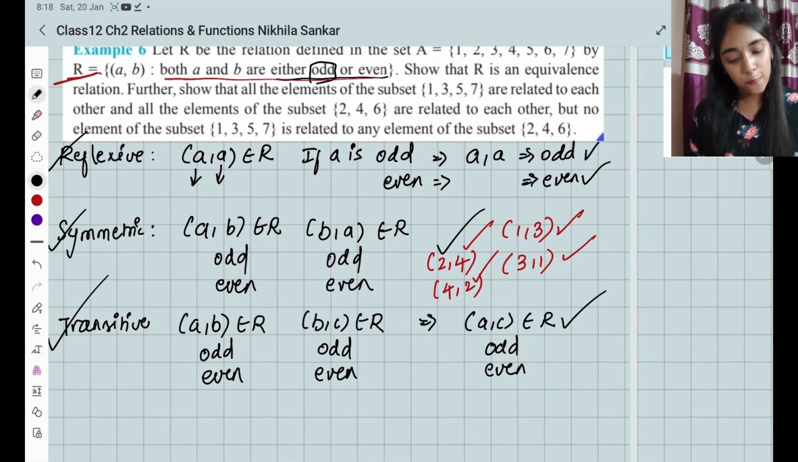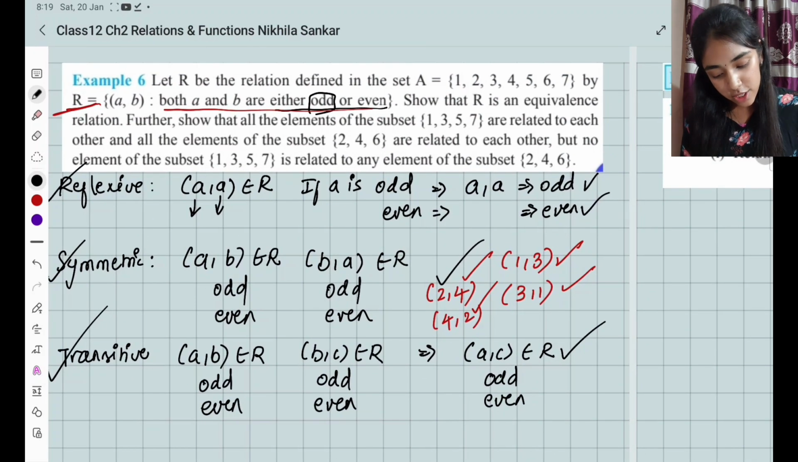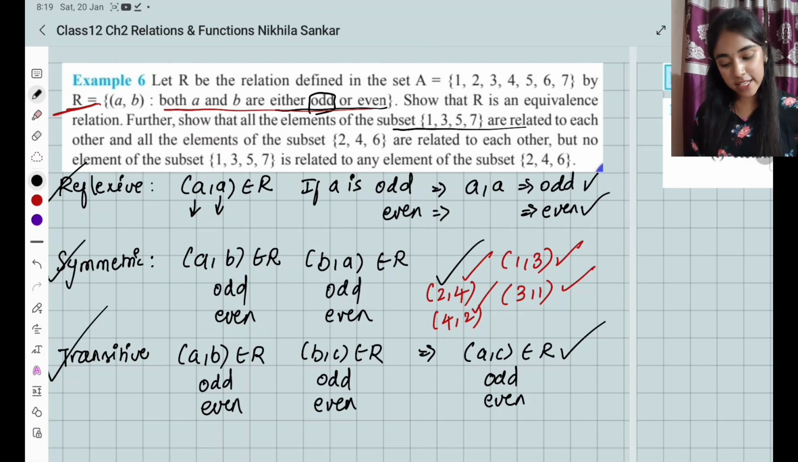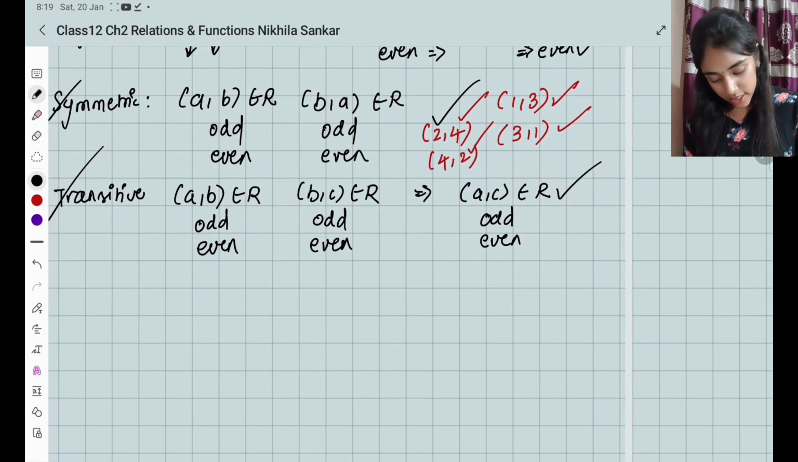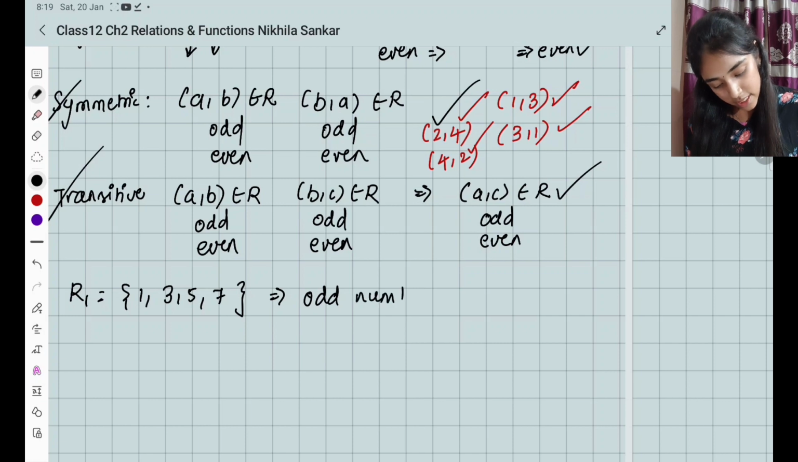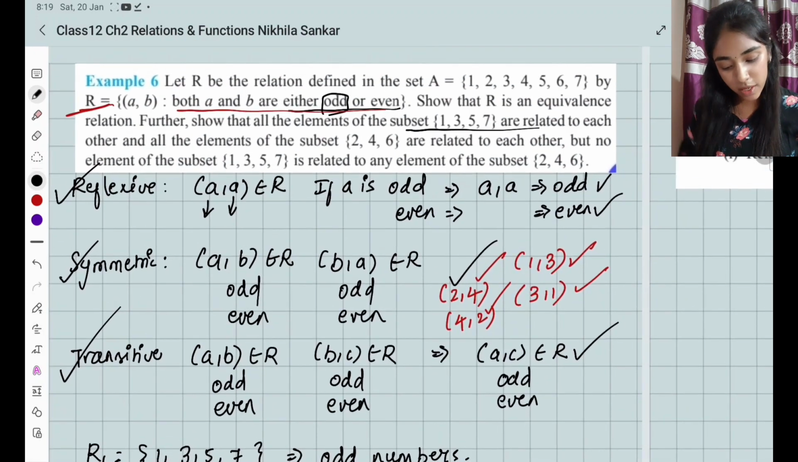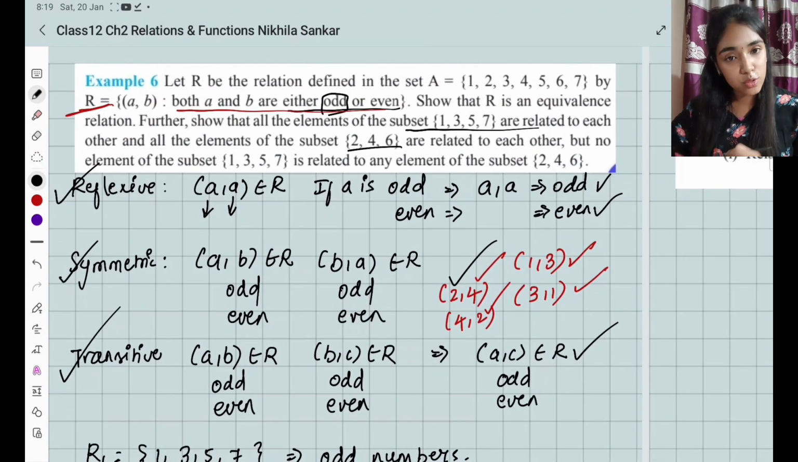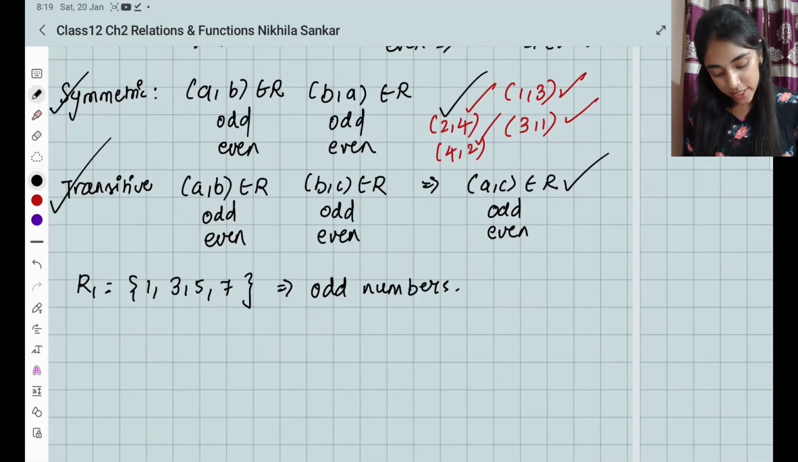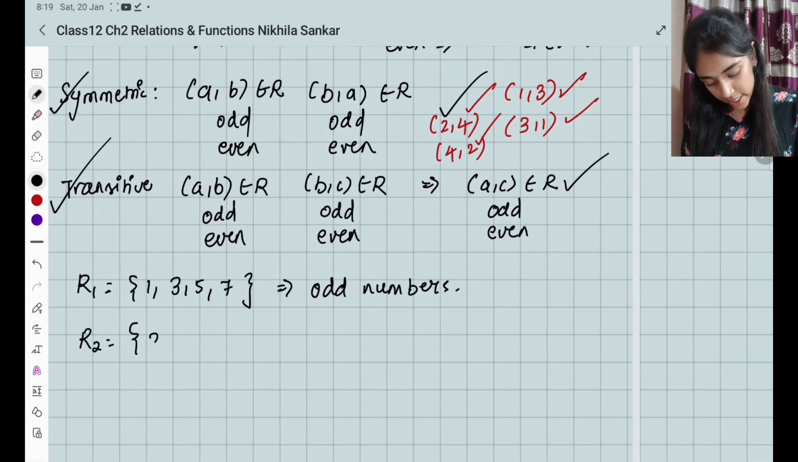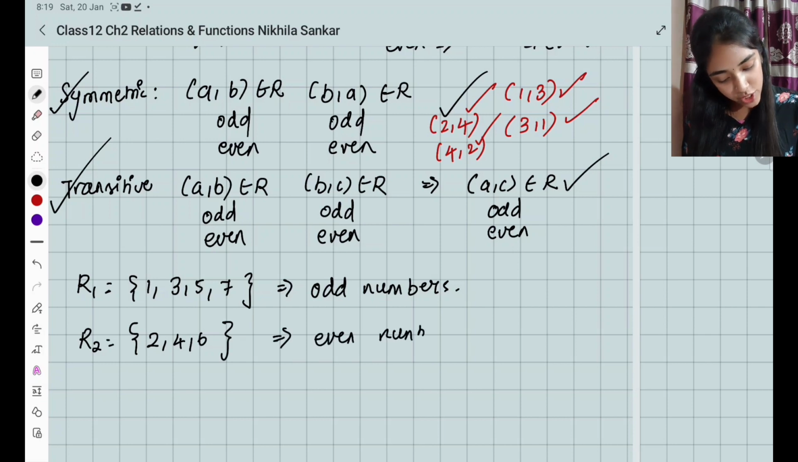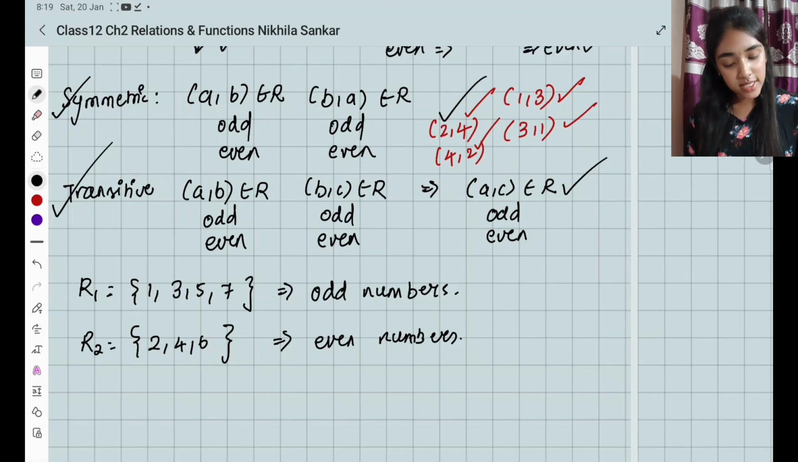Okay? Now, showing that R is an equivalence relation is done. Further, show that all the elements of the subset {1, 3, 5, 7} are related to each other. Obviously, let's take this as R1. So you have 1, 3, 5, 7. All these are odd numbers, so they are also going to be related to each other. In the same way, we check that it is a reflexive, symmetric and transitive relation. Similarly, you have 2, 4, 6. They are all even numbers. So we can write that too. R2 equals {2, 4, 6} and they are all even numbers. How are they related to each other? They are all in the family of even numbers. Okay, so they are all even numbers.